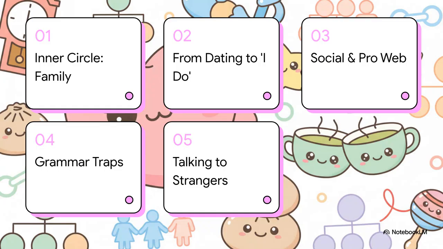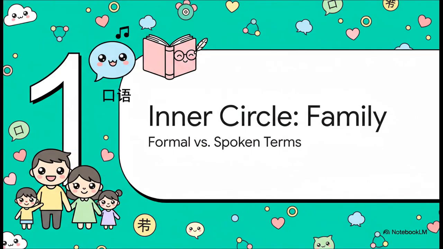So here's our game plan. We're going to start right at the center, with the most intimate circle, family. Then we're going to peel back the layers of the onion, moving outwards through romantic partners, professional connections, and finally, we'll even get into how you talk to complete strangers. Okay, first up, your inner circle, your family.